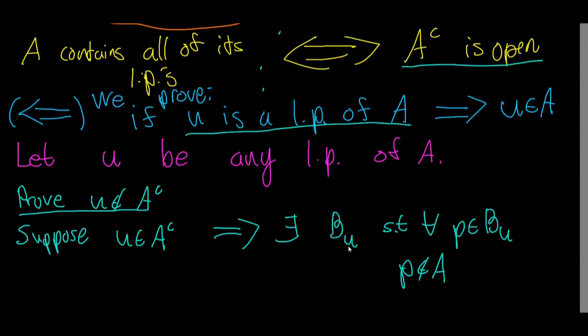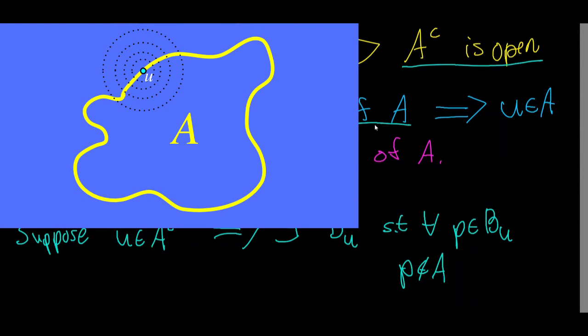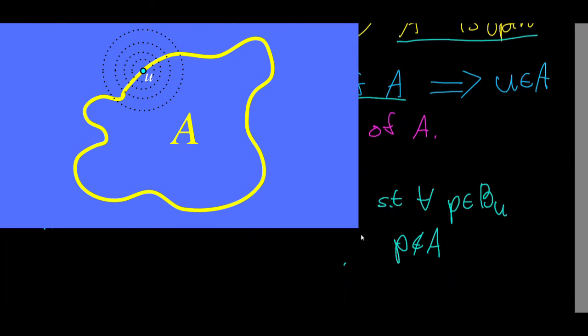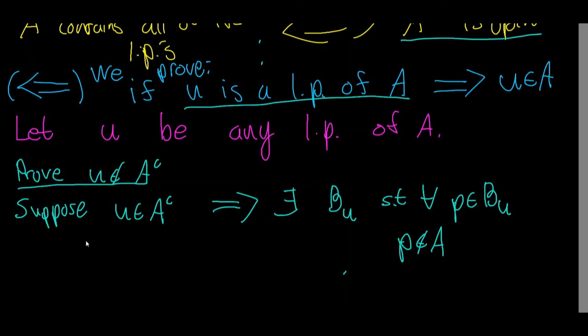But wait a second, U is a limit point of A. And by definition of a limit point, for every single open ball centered at U, there must exist some point in that open ball besides U itself that lives in A. So if we were to suppose that U is in the complement of A, then we would arrive at the contradiction that there exists an open ball centered at U entirely contained in the complement of A, meaning that every point in that open ball centered at U is not in A, which is contradicting the fact that U is a limit point of A.